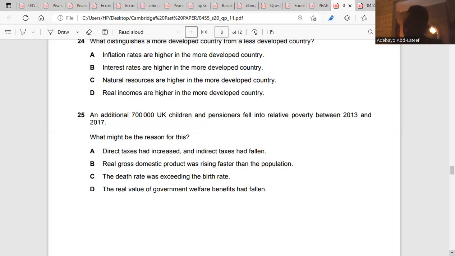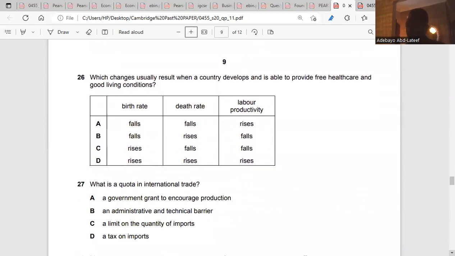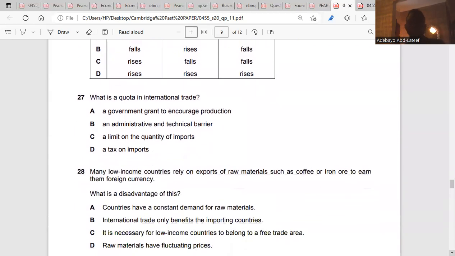26. What changes usually result when a country develops and is able to provide health care and good living conditions? With good living conditions and free health care, the birth rate will fall, the death rate will fall, and productivity will rise. The answer is A. What is a quota in international trade? A quota means you are putting a limit on what can be imported into a country. That's C.